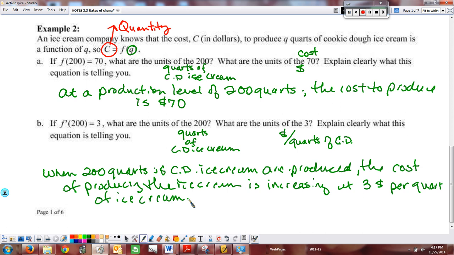So again, I'm stressing to you that in order to get credit for an interpretation of a derivative, you have to have when, you have to have what, you have to have which way, how much, your units, and if you have those 5 things, you will get your credit.